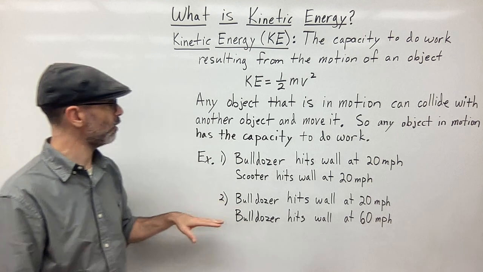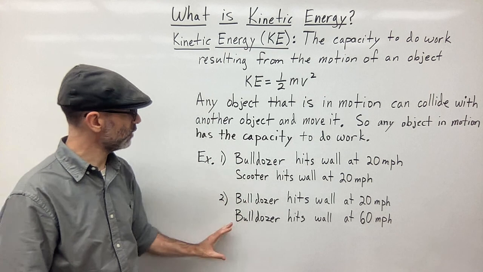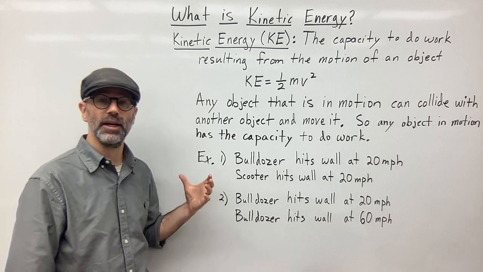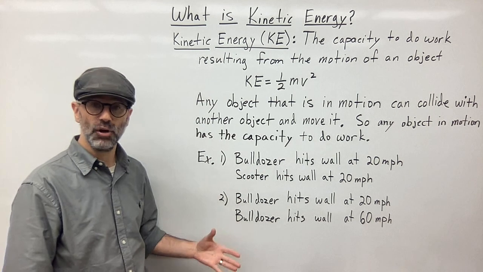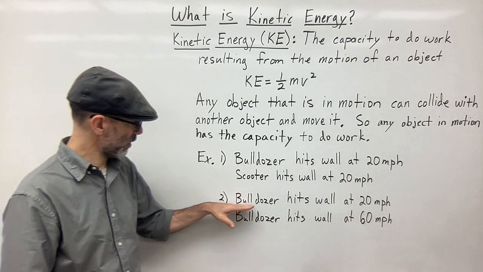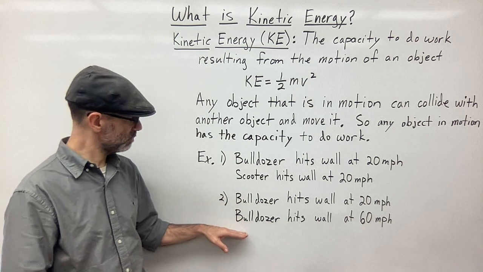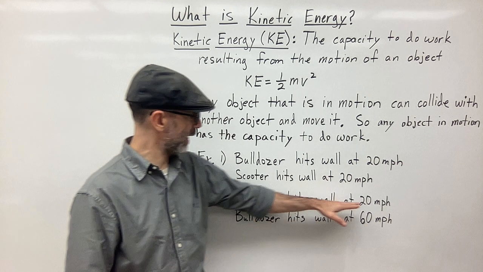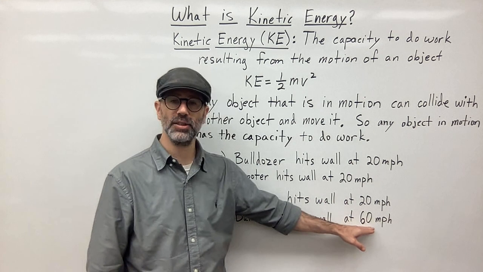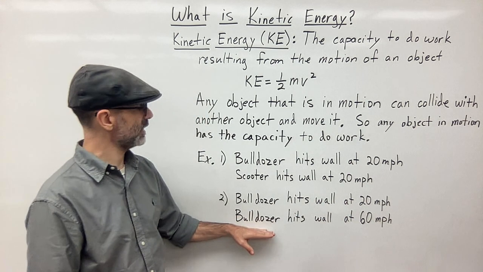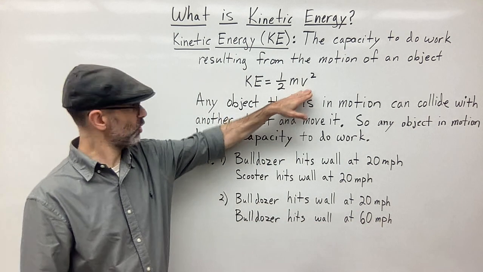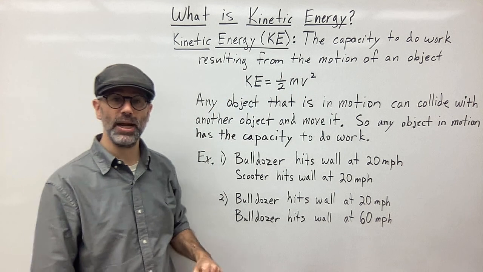Now, what about speed? What about the velocity? If we have two objects that have the same mass but different velocities, then that's also going to influence the amount of kinetic energy. So here we have two bulldozers, same mass. One bulldozer hits the wall at 20 miles per hour. Another bulldozer hits the wall at 60 miles an hour. The bulldozer in this case that has a larger velocity, when you plug that in, is going to end up having a greater kinetic energy.